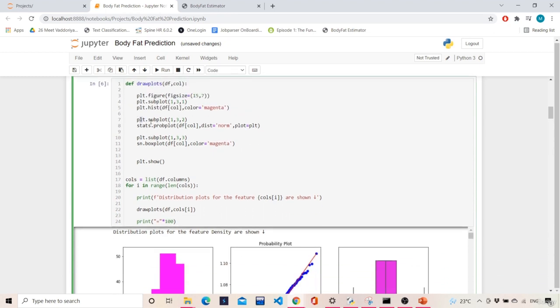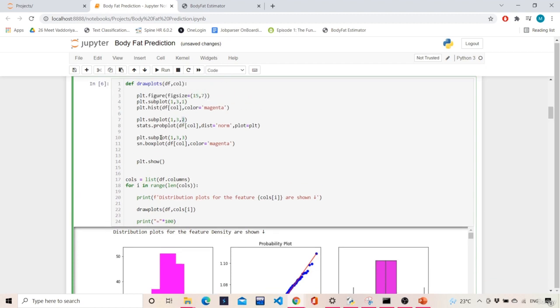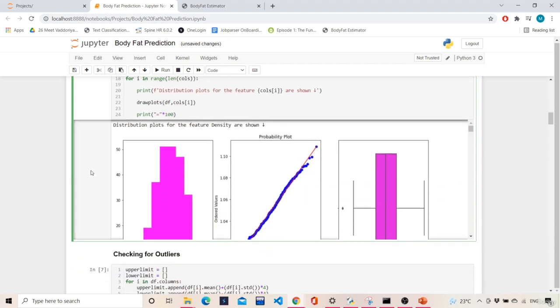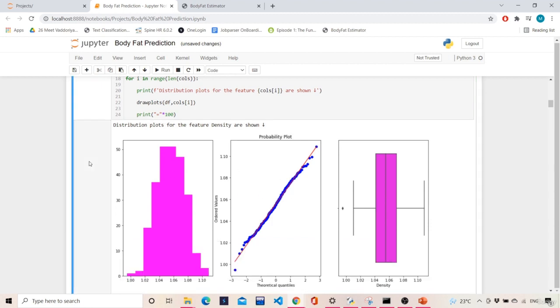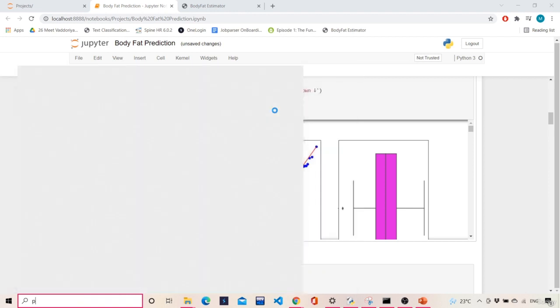Now in the second column, plt.subplot 1, 3, 2. This indicates that the first row has 3 columns, and of those 3 columns I'm selecting the second column. So in the second column I want to plot the probability plot. This probability plot shows a kind of Gaussian relationship between variables.